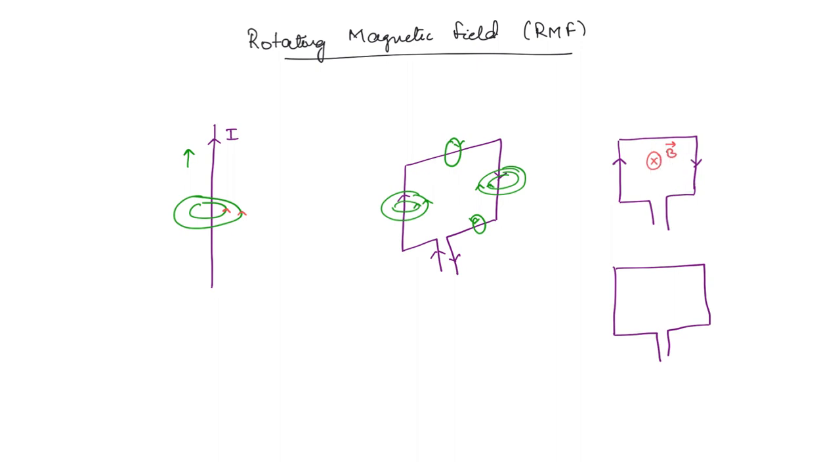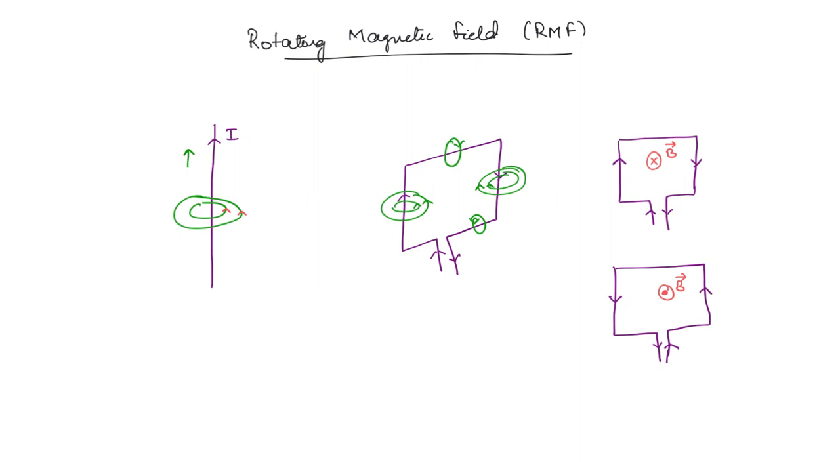Similarly, if you take the current in the opposite direction, so that this is the direction of current, entering here and coming out of here, then what will be the direction of magnetic field? It is going to be coming out of the plane. This direction is also very easy to verify.